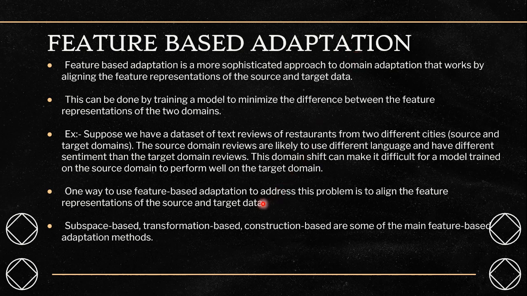One way to use feature-based adaptation to address this problem is to align the feature representations of the source and target data. We have to make the features similar in both data sets, like from two different cities, and then train the model. Under feature-based adaptation, there are further categories like subspace methods, transformation methods, and reconstruction-based methods. You can use any of them to solve this.